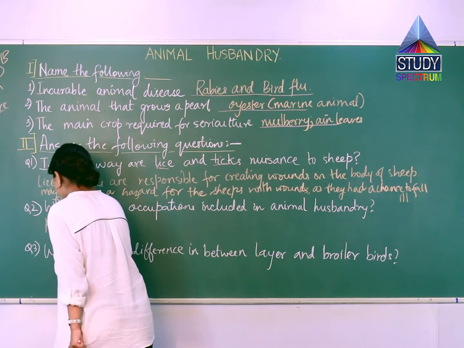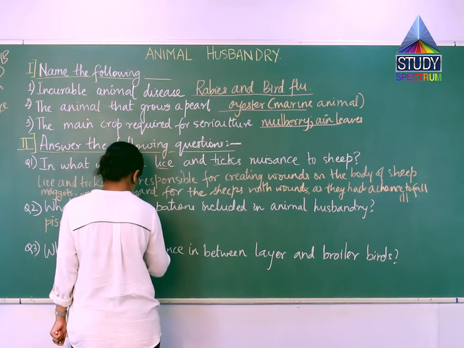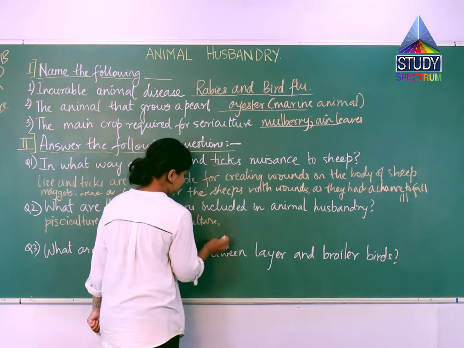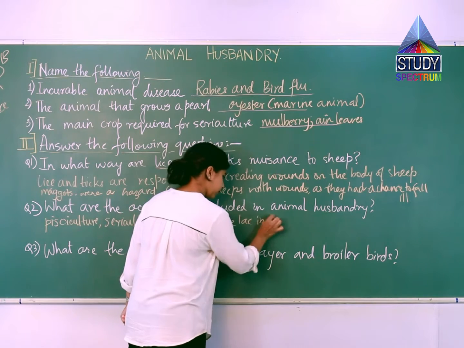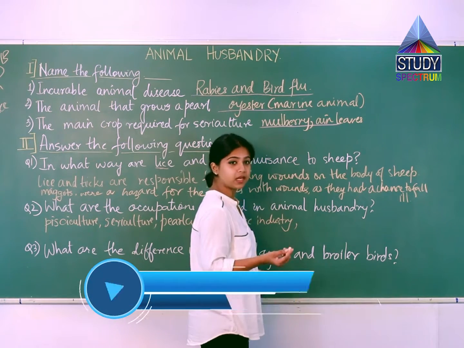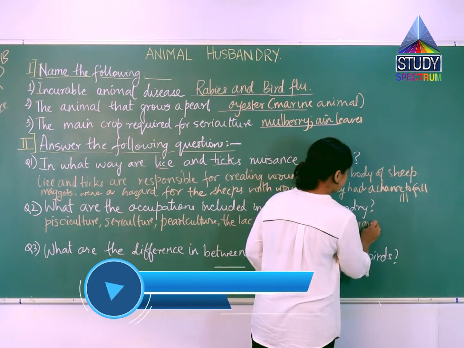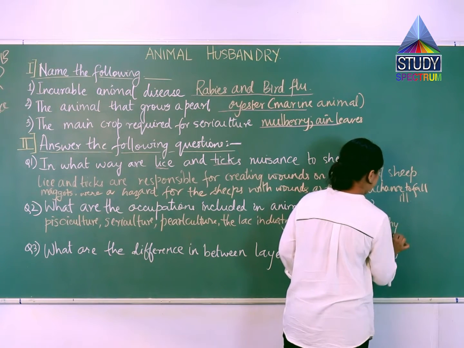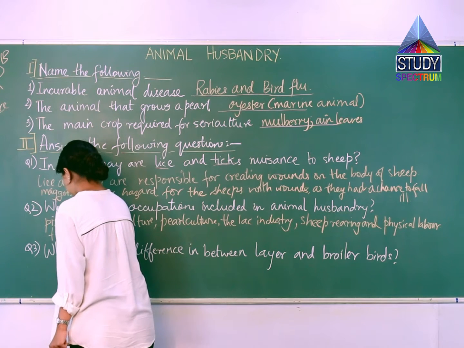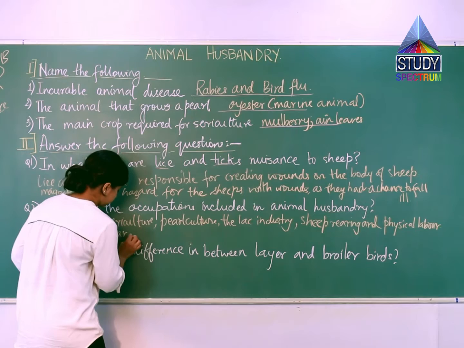First would be pisciculture, sericulture, then pearl culture, the lac industry, along with that we learned about sheep rearing, and also animal husbandry is useful for physical labor, for transportation, along with a part in agriculture too.